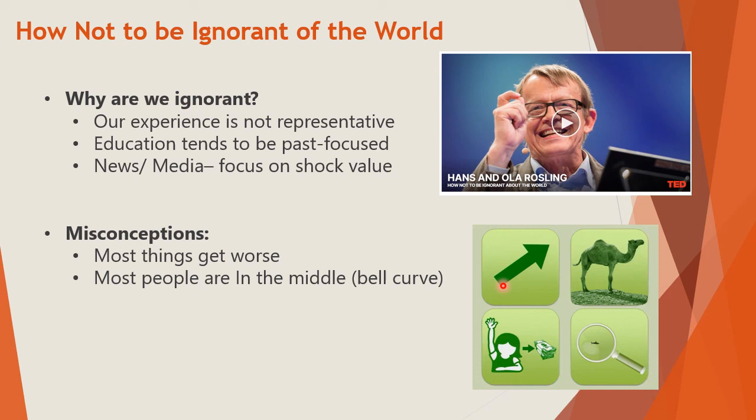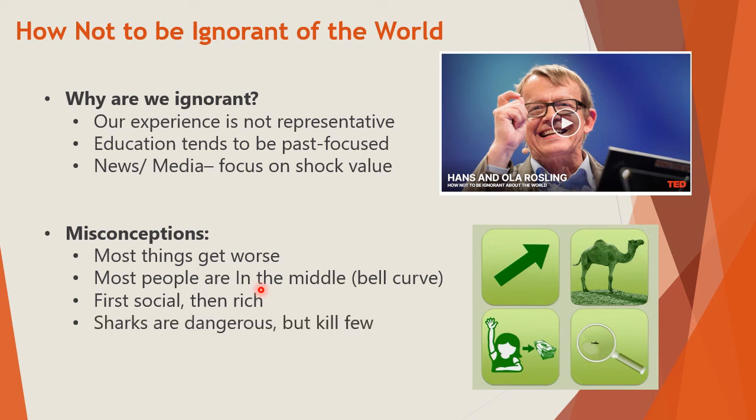We think that, this is not the misconception. I think this is the actual correction, that most people are in the middle of a bell curve. So I guess our misconception is that people fall on one end or the other, that most people are worse or most people are better. Again, I think this is the correction, that we need to be first social, then rich. We first focus on social change and then on financial.